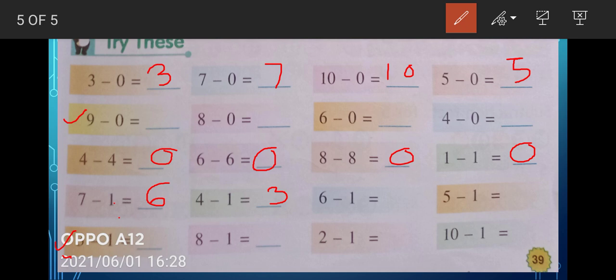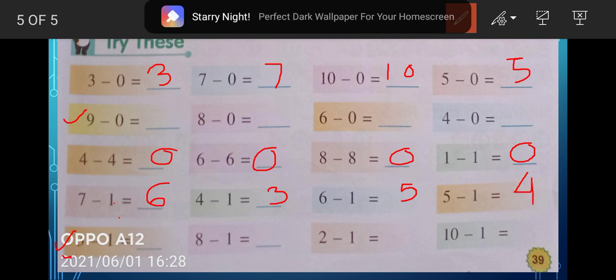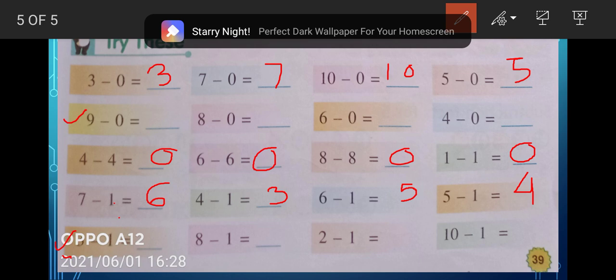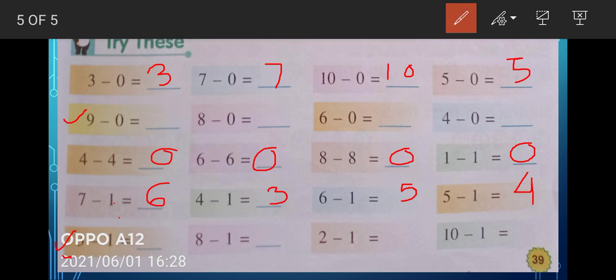6 minus 1 will be, what would it be, children? Yes. Before 6 is 5. So 6 minus 1 is 5. In the same way, here also 5 minus 1 will be how much? Yeah, it will be 4. Okay. So in the same way, in the last line you also have to subtract 1 only. So you will be doing the second line and the last line by yourself in the textbook itself. No need to go for the copy.